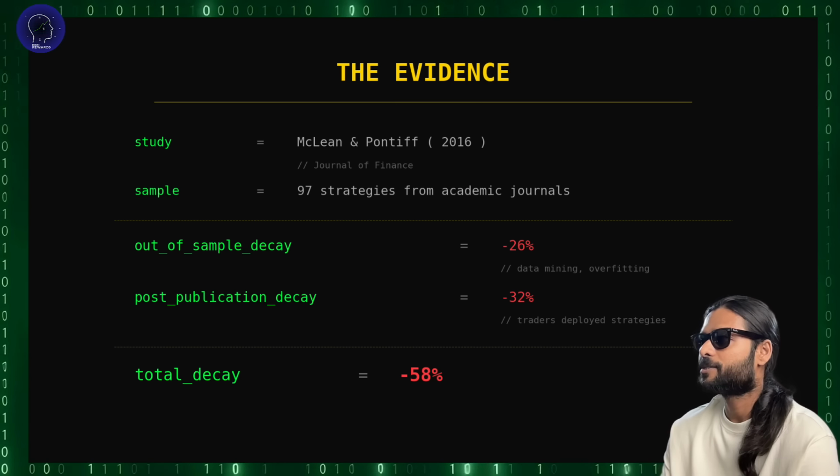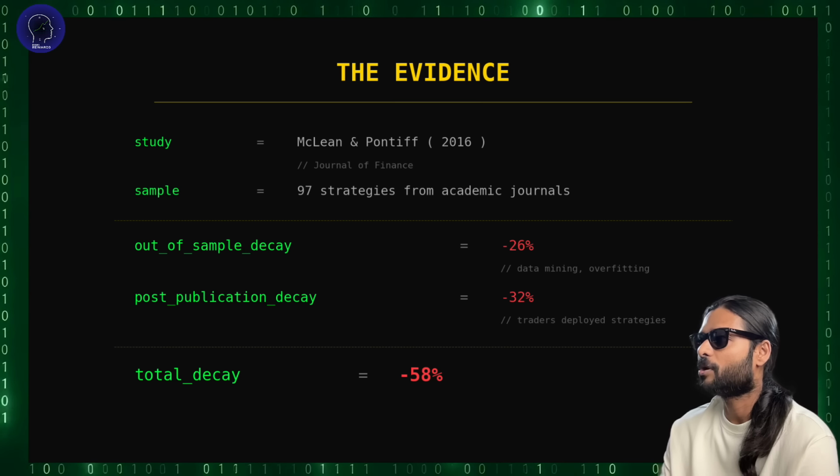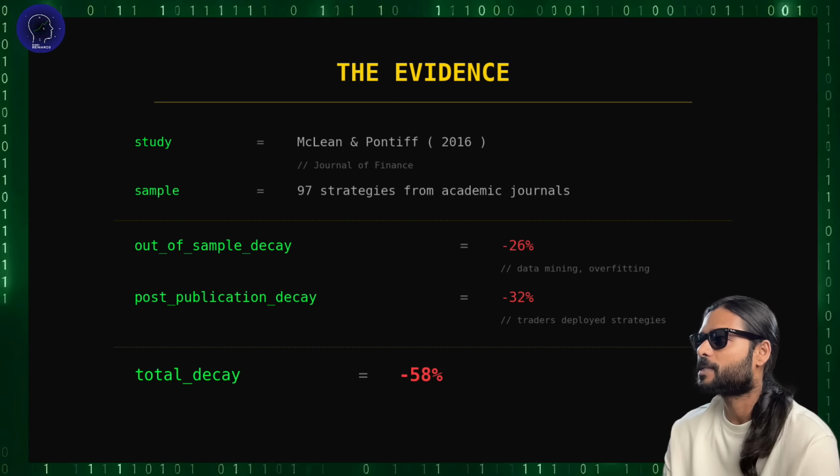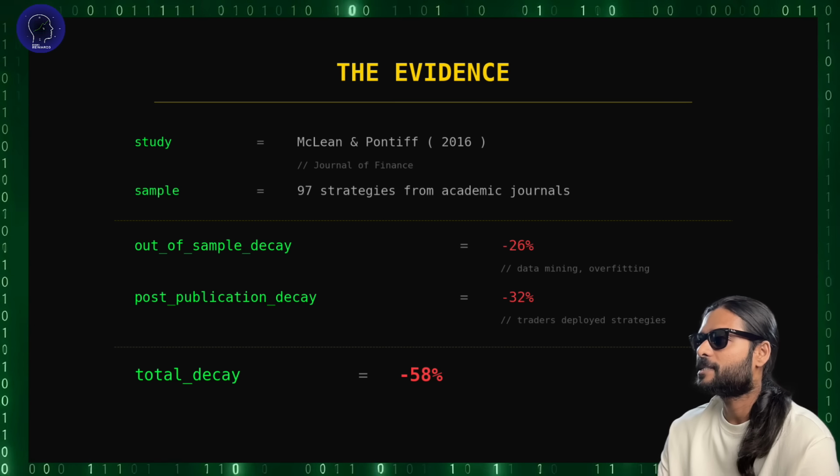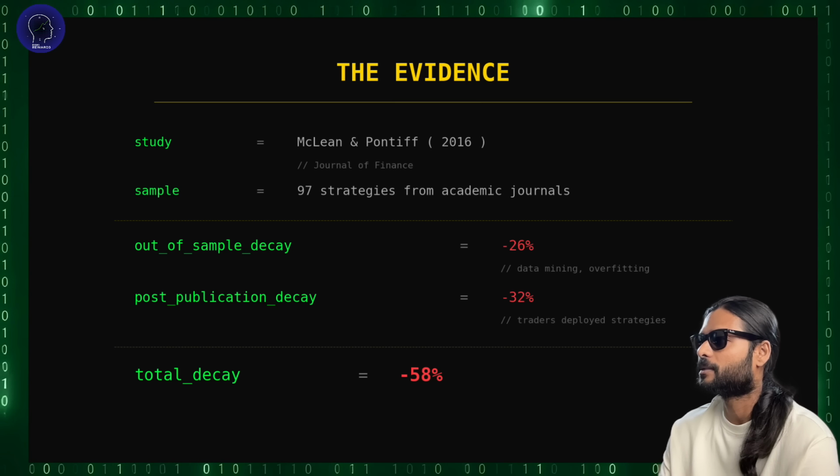The evidence is striking. In 2016, McLean and Pontiff published a landmark study in the Journal of Finance. They analyzed 97 trading strategies originally published in academic journals.